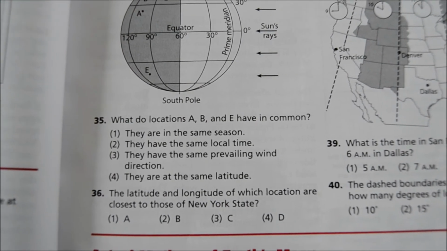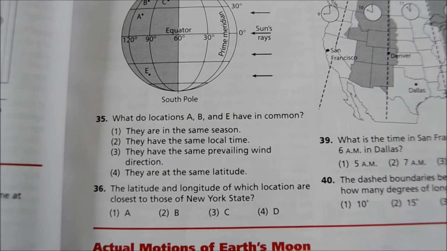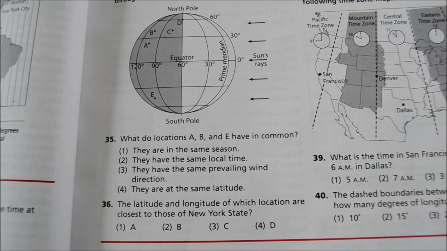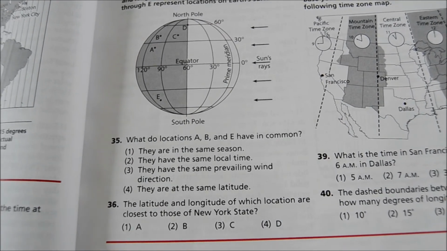36. The latitude and longitude of which location is closest to that in New York State? Now, I need you to go back to your reference table. Page 3. You have latitude and longitude on your reference table.